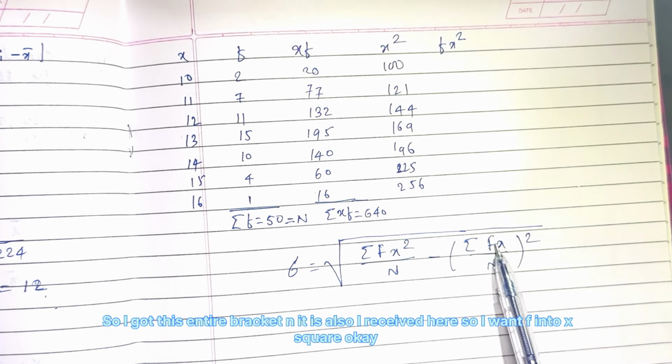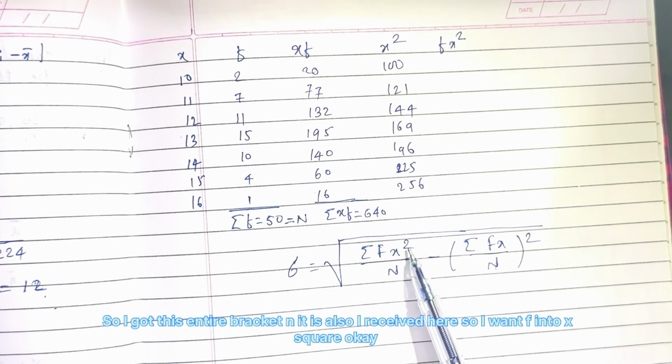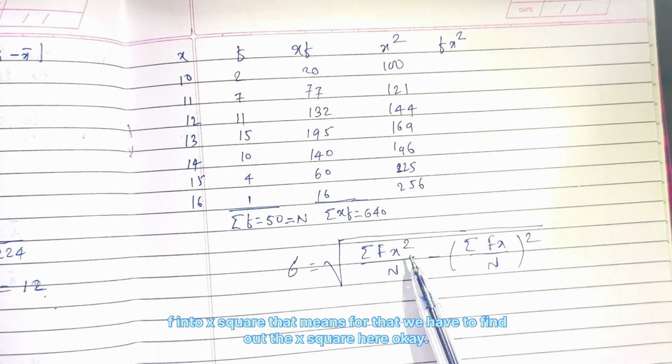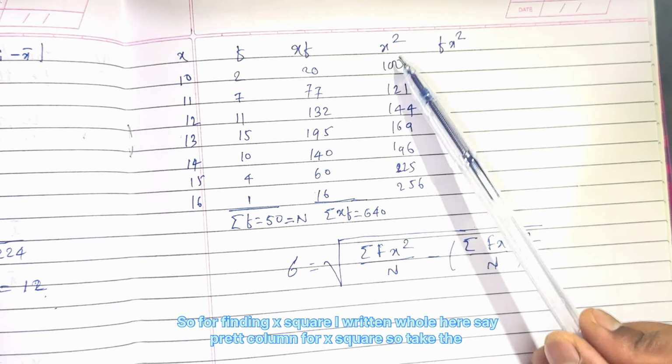Okay, so I got this entire bracket here. Also, I received this here. So I want f into x square. Okay, f into x square. That means for that we have to find out the x square here. So for finding x square, I have written over here a separate column for x square.